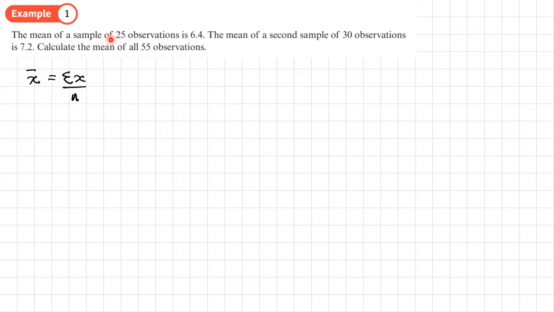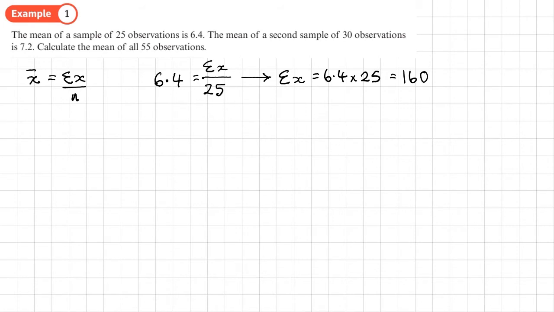So let's look at the sample of 25 observations. If we do that working, it says that the mean was 6.4 and it was a sample of 25 observations. So the number of observations was 25 and we want to find the sum of the data. So the sum of the data for those 25 observations will be equal to 6.4 times 25. That gives us 160.